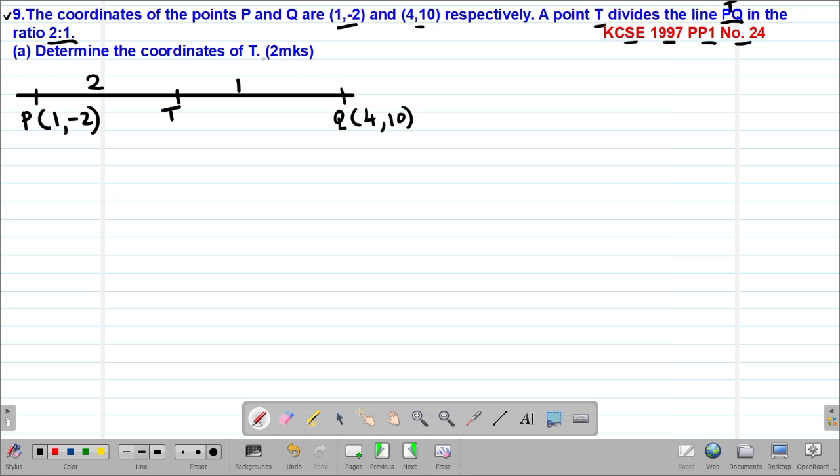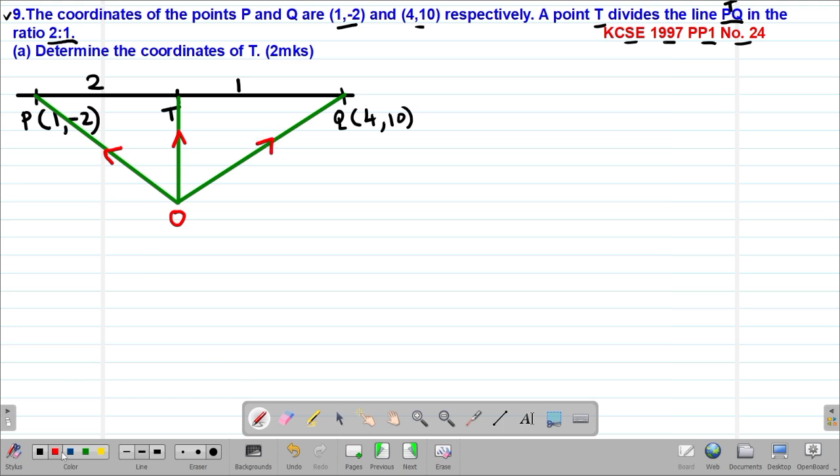So they want me to determine the coordinates of the point T. Here we are going to apply what we call the ratio theorem. For us to apply that, I'll create some vectors here. I'll join them to the origin, that is the point (0, 0). I also join this to the origin, the point (0, 0), such that I'm going to create some vectors here. So this will be the vector OT, if I let this particular point be O, then we will also have the vector OP, then we'll also have the vector OQ.